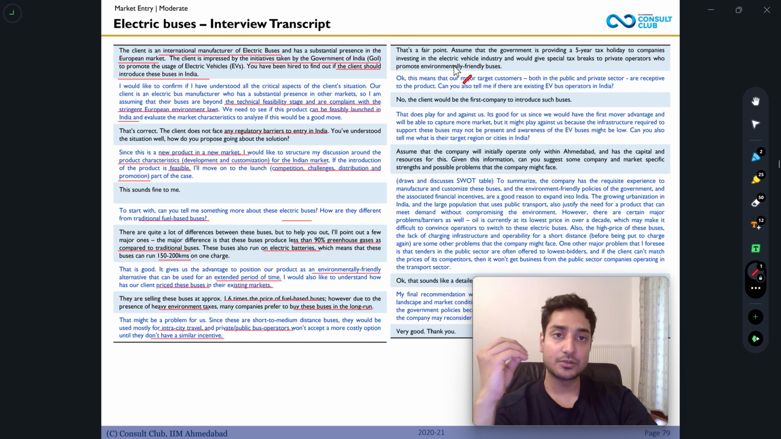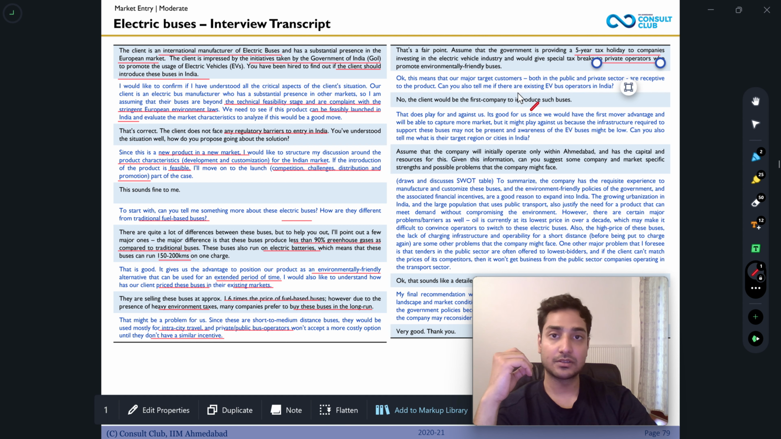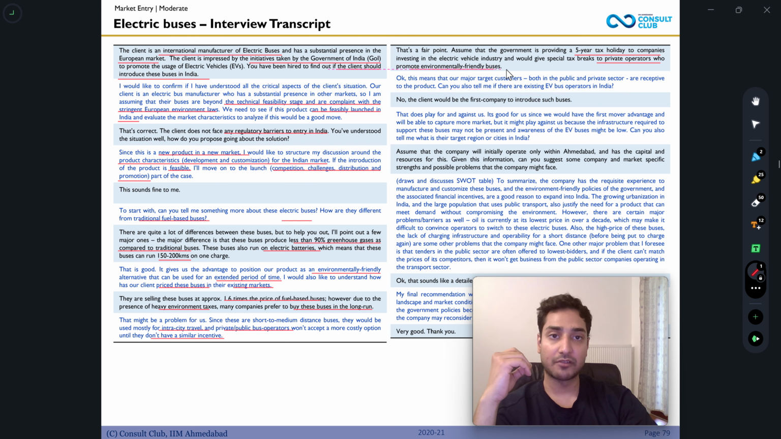That's a fair point. Assume that the government is providing a 5-year tax holiday to companies investing in the electric vehicle industry and would give special tax breaks to private operators who would promote environment friendly buses.